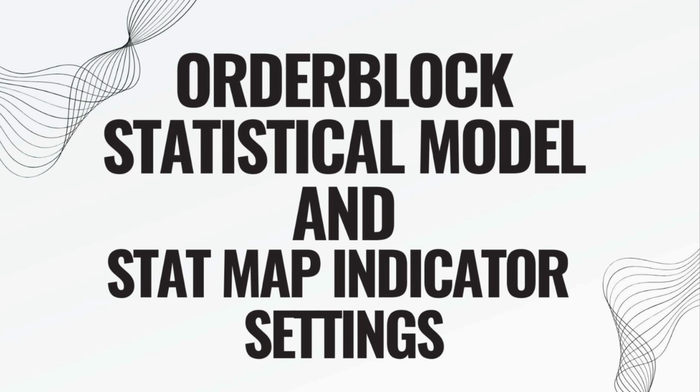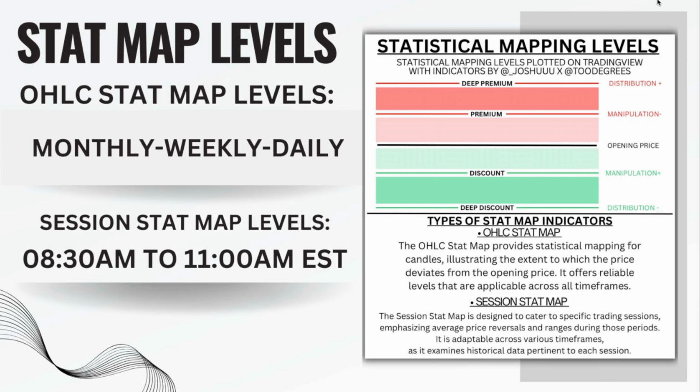Welcome, it's an algo here, and I'll be going over the order block statistical model and stat map indicator settings. So we're just going to go over the stat map levels that I use and just a quick overview on how I interpret them as well. So currently for the OHLC stat map levels, I use the monthly, weekly, and daily. And for the session stat map levels, I currently have the 8:30 a.m. to 11 a.m. Eastern Time session selected.